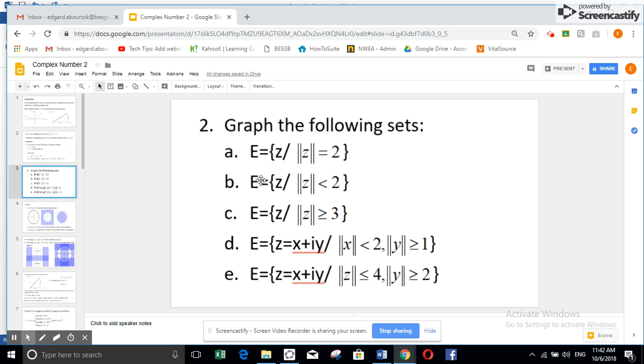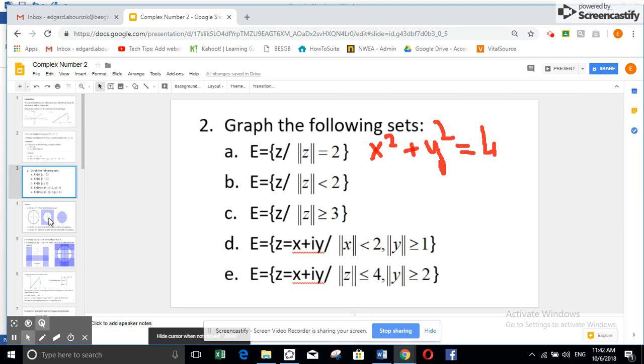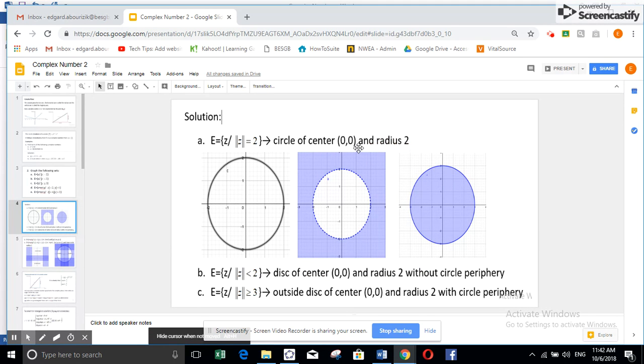What does it mean? You have a complex number z such that the norm of z equals 2. The norm of z equal to 2 means the root of x squared plus y squared equals 2. So if you square both sides, we get x squared plus y squared equal to 4. So it's a circle whose center is 0, 0, and radius is 4. So if you see the picture, it's a circle of center 0, 0, radius 4.